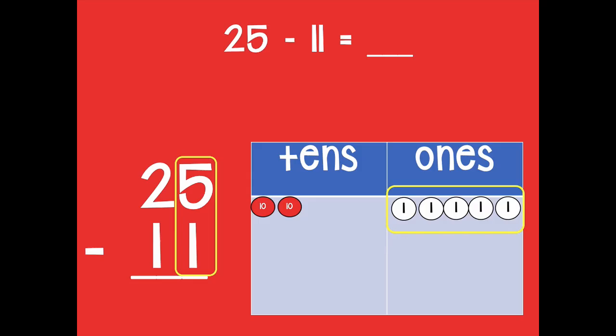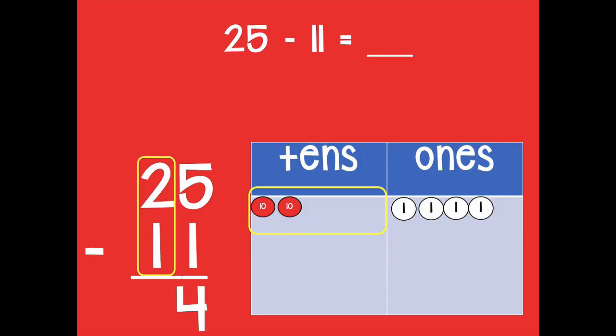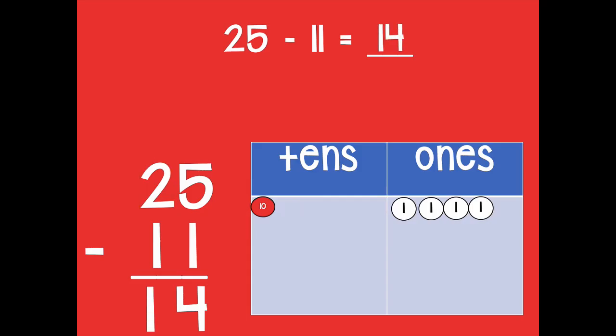So now I need to go to my ones place. 5 ones minus 1 one leaves me with 4 ones. And then I can go to my tens place. 2 tens minus 1 ten is 1 ten. So 25 minus 11 equals 14.